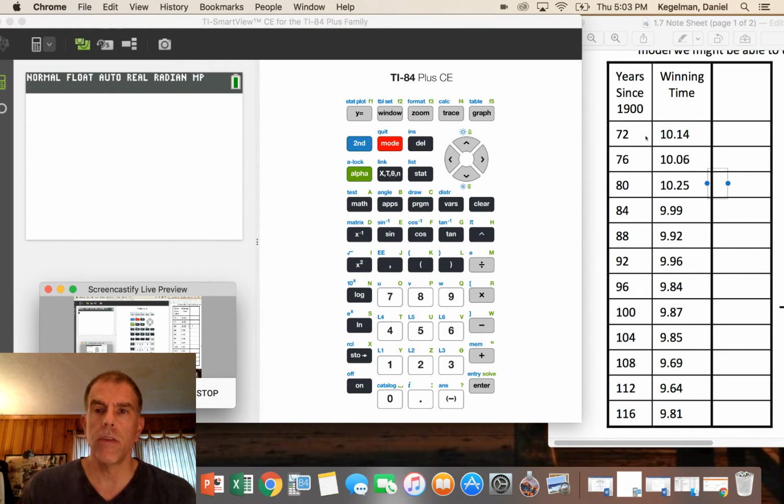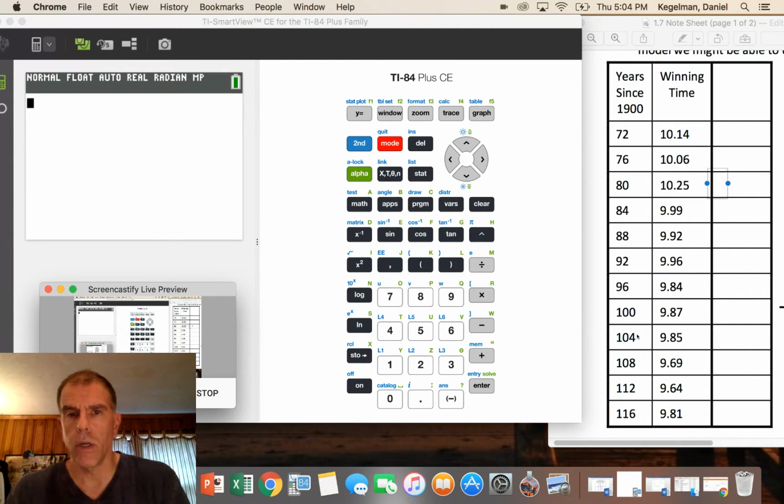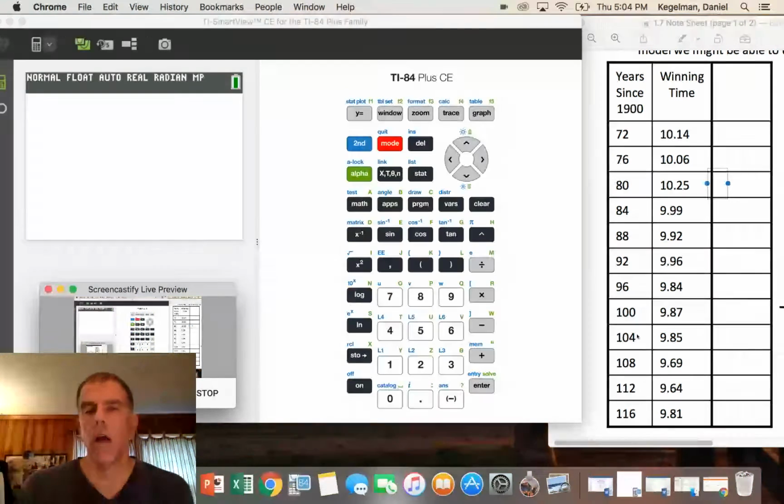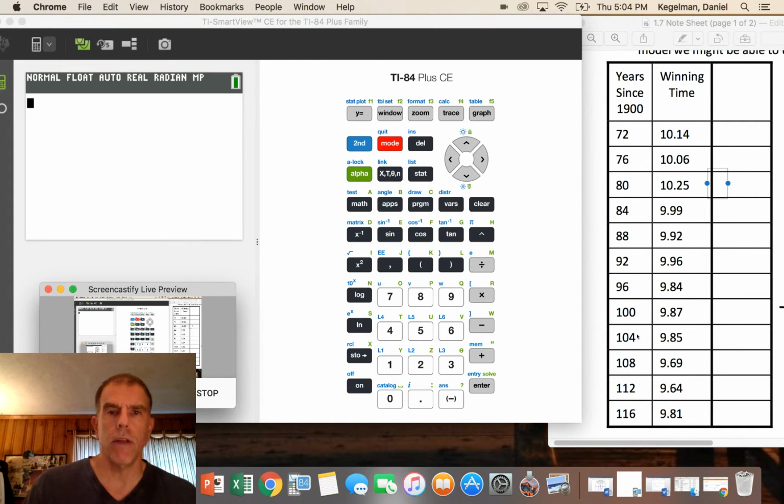So what I've got in the 1-7 note sheet over here are the winning times in the men's 100-meter dash at the Olympics since 1972. What we're going to do is get that data into the calculator and then take a look at a graph, a scatter plot of it, which would be easy enough to do by hand, but the calculator can do it for us. And then once we have that, we're going to talk about how we can have the calculator run a couple of models for us, depending on what kind of function we think might be a good fit for this data.